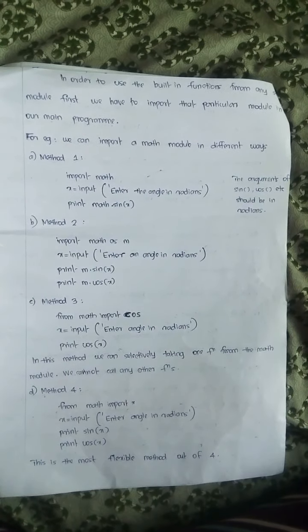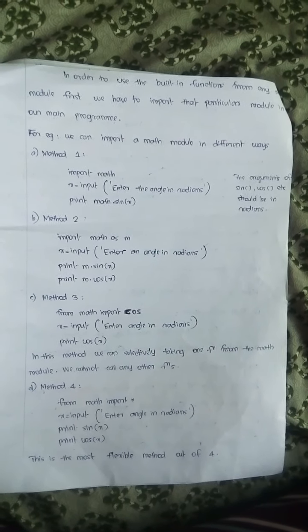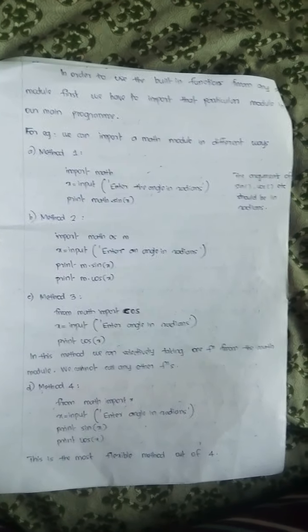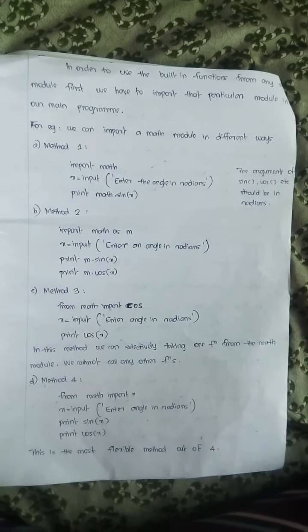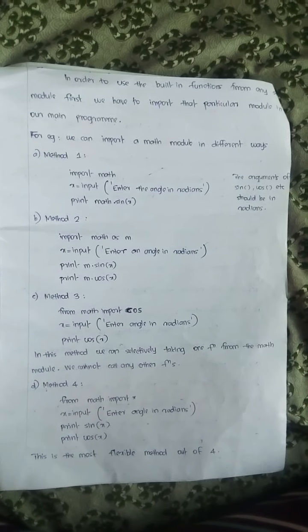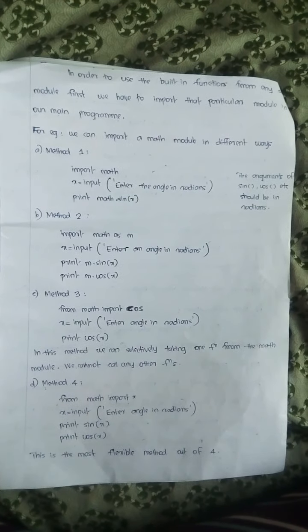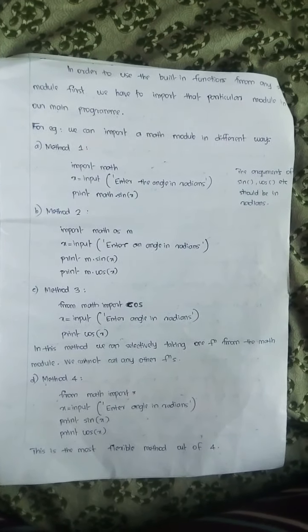In method 3: from math import cos, x = input, enter angle in radians, print cos(x). In this method, we can selectively take one function from the math module. We cannot call any other functions. In method 4: from math import *, x = input, enter the angle in radians, print sin(x), print cos(x), and we can also find other trigonometric functions. This is the most flexible method out of the four.